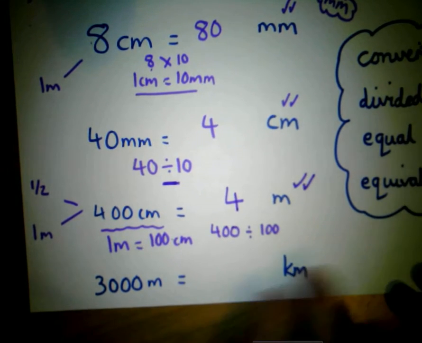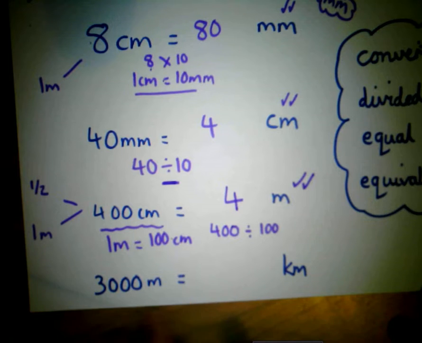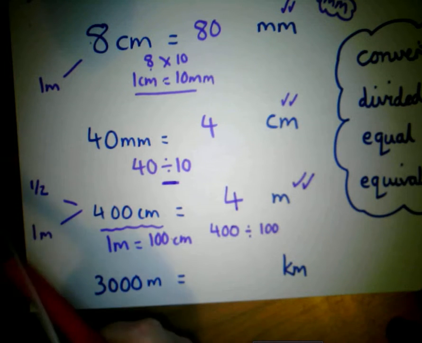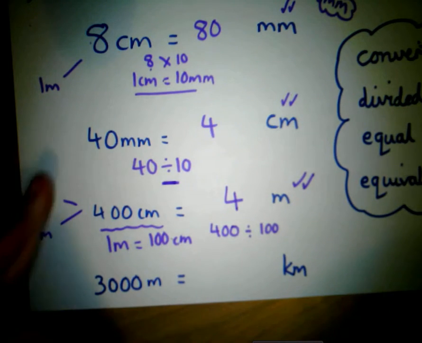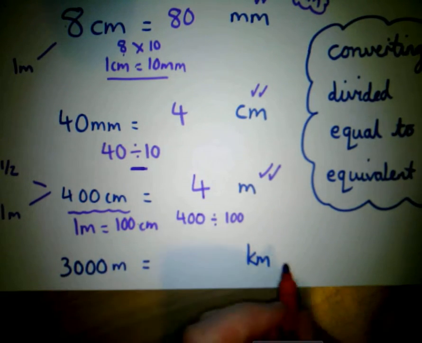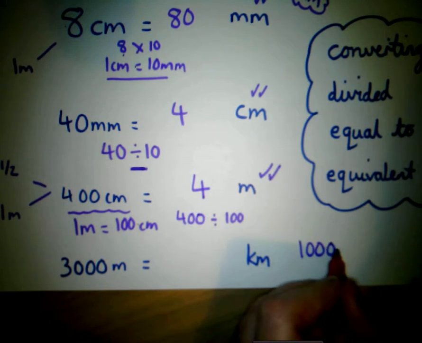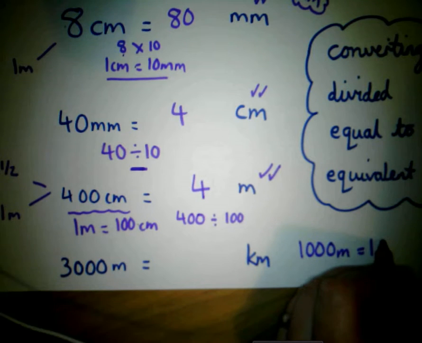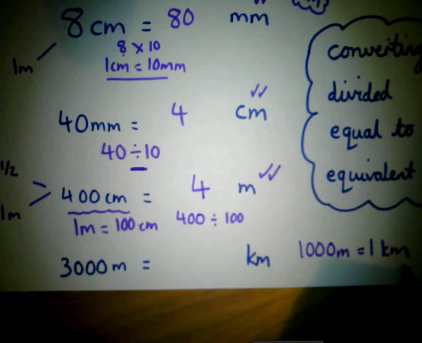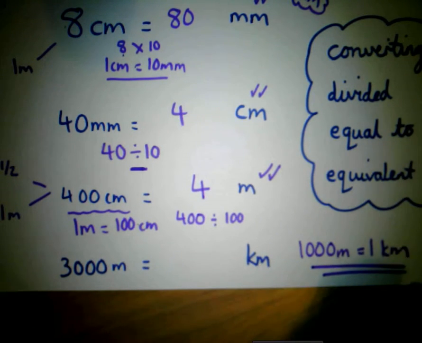Okay, let's have a little look at the last question. So this time we've got to convert 3,000 metres into kilometres. Okay, straight away I know I've got lots and lots of metres there. So I need to know my fact, all right? My fact is that there are 1,000 metres in 1 kilometre. I've got to know that. It's just something to put in your brain.